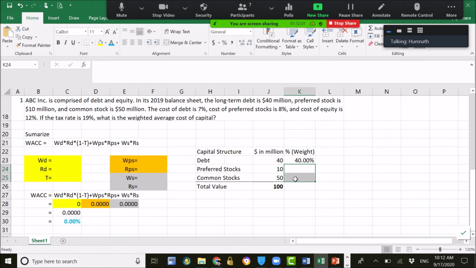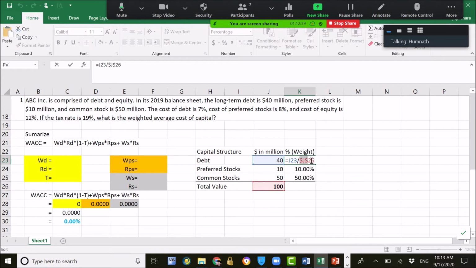This and this, but we break down in preferred stock and common stock. I already put the dollar sign so that I can control this. I don't have to type this again. I can just bring it down. You see, I just bring it down. So if I control the dollar sign, otherwise the reference is going to keep on going down. So I'm holding that total value constant, and I divide the preferred stock by the total value. I get 10%. I get 50%. I just need to fix this one. So how do I do that?